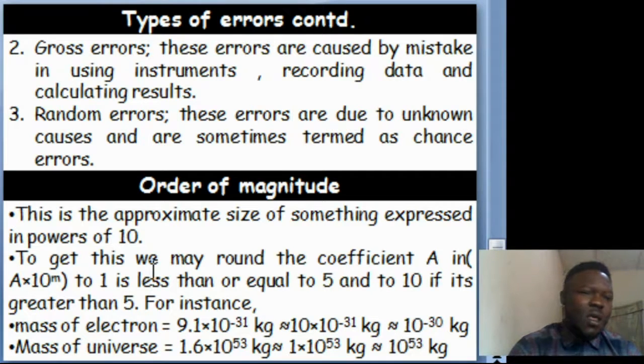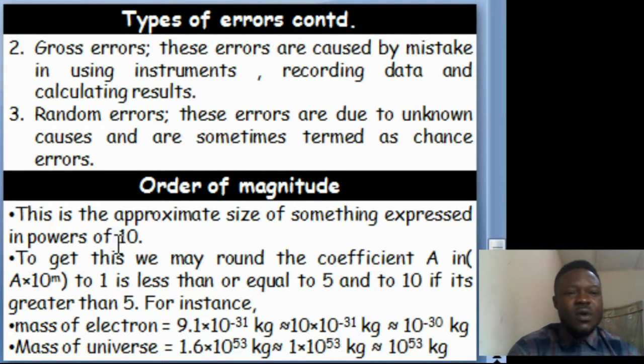Now, when we say order of magnitude, we can estimate the value of any given number by just the order of magnitude. This is the approximate size of something. When we ask how large is that book, or what is the quantity of that book, you can just estimate.